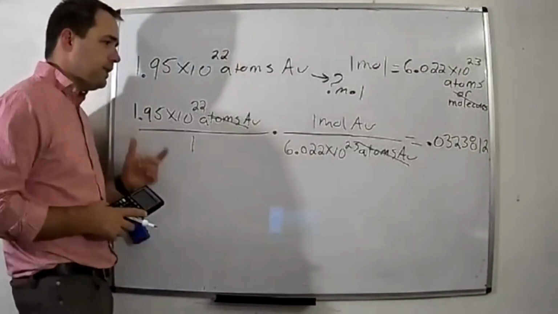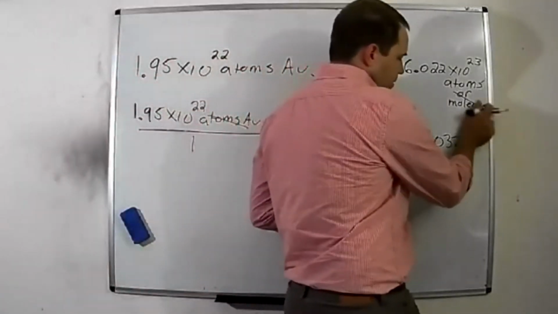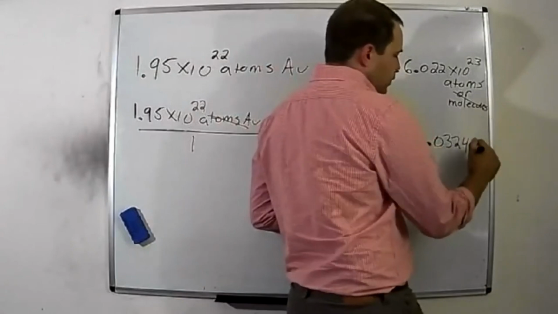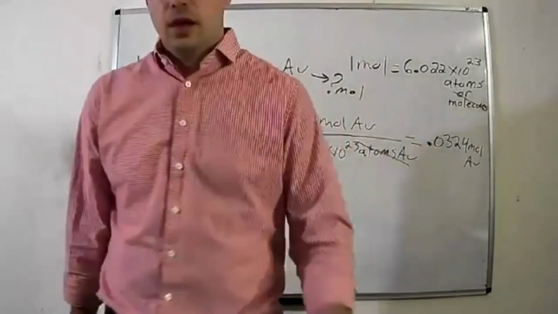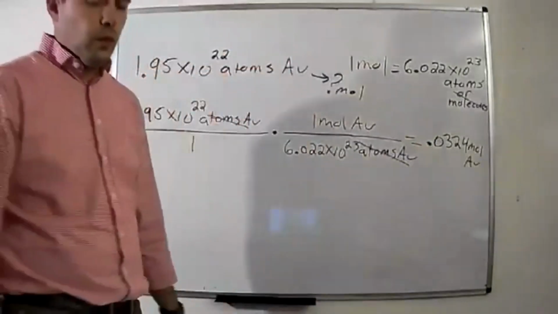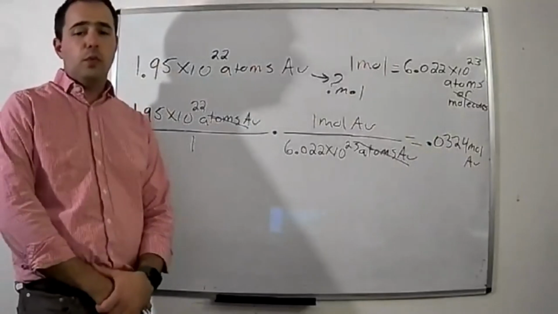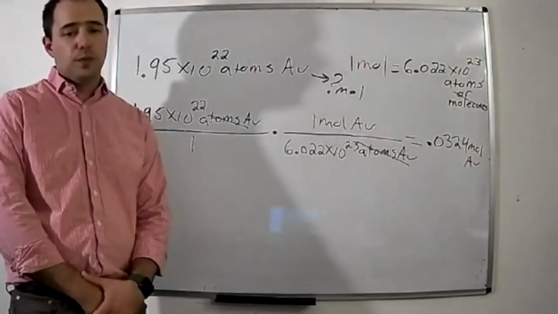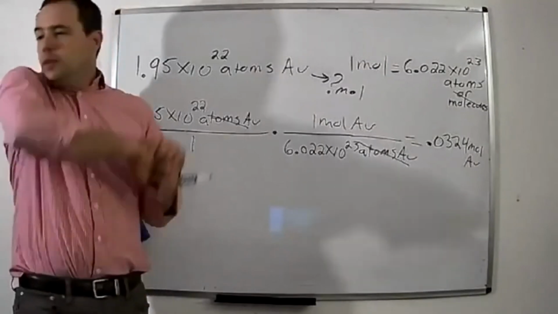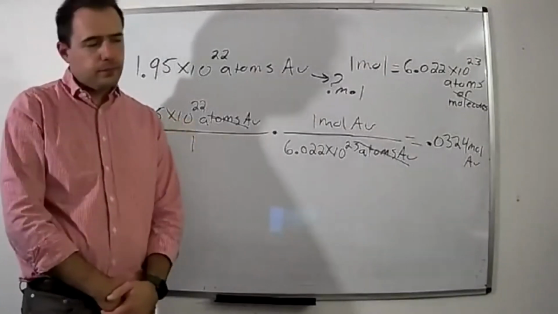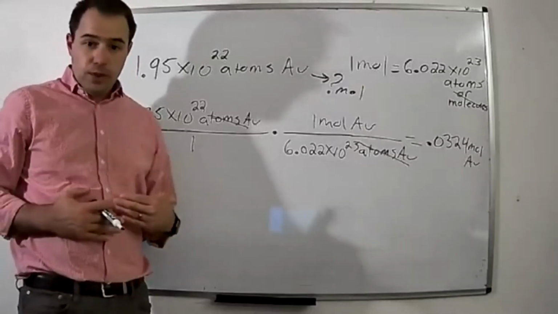Sig figs: I got 3 sig figs here. That is a leading zero. So with 3 sig figs, it's going to be 0.0324 moles of gold. If you owned 1.95 times 10 to the 22nd atoms of gold, you would own 0.0324 moles of gold. You're not that rich. I mean, you got some money, not a whole lot. That's the first kind of way.